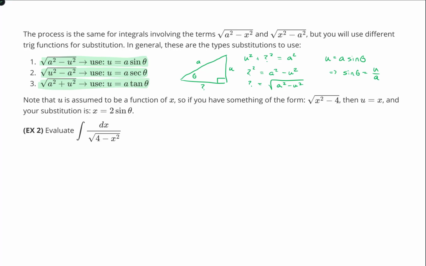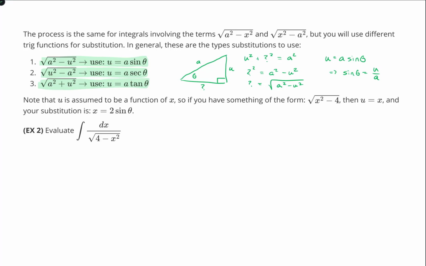Now, also, I'm using a u here, and it's pretty common in u substitution to use the letter u for substituting, but we're generally going to substitute with the variable x. It's just, when we have a function of the form the square root of x squared minus 4, then my u is equal to x, and it would substitute with x equals 2 sine theta. Okay, let's look at an example.